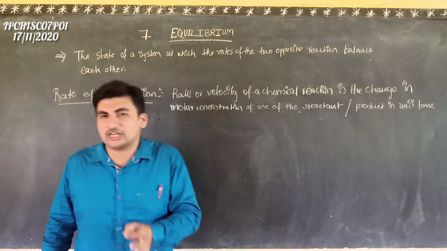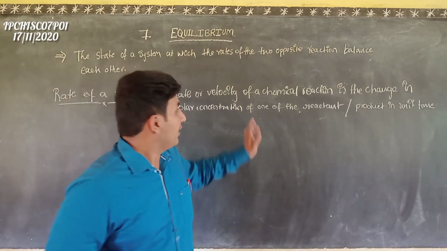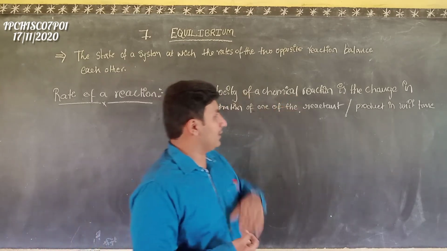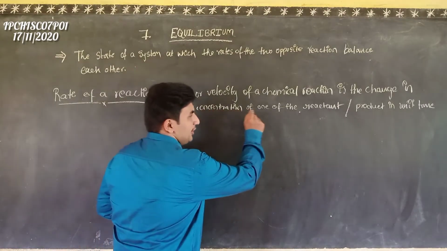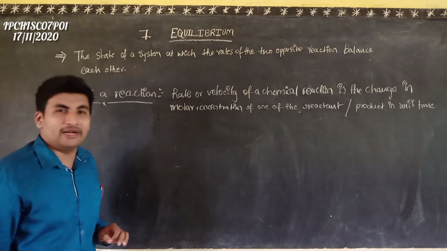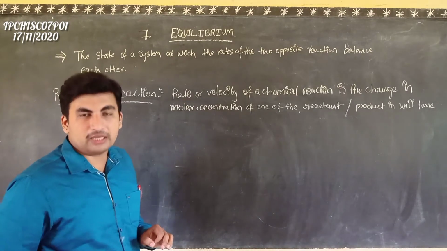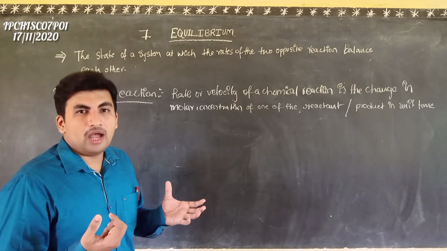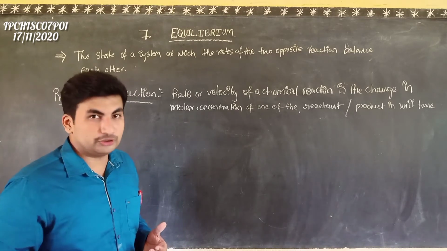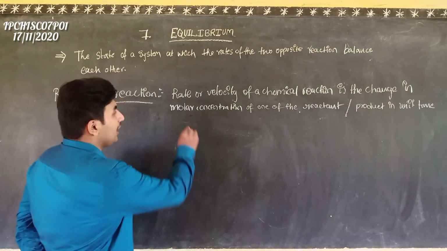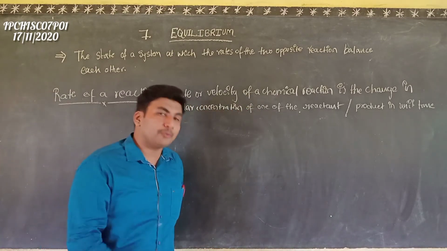When a chemical reaction is happening, at what speed it is happening, that rate we need. Rate or velocity of a chemical reaction is the change in molar concentration. You heard this word molar concentration in the first chapter, right? Some Basic Concepts of Chemistry, that gives the mole concept, molar concentration, reaction in solution. So molar concentration of one of the reactant or product.